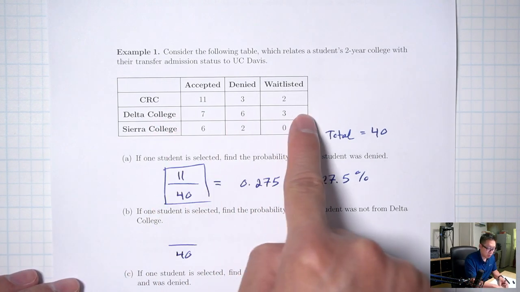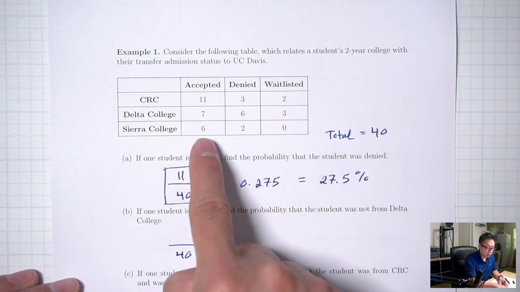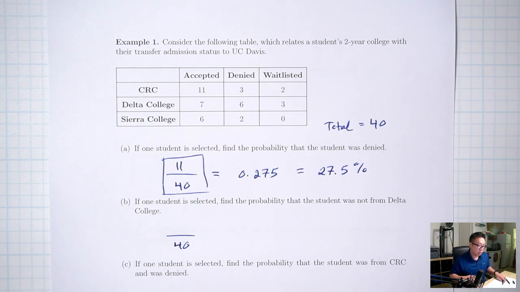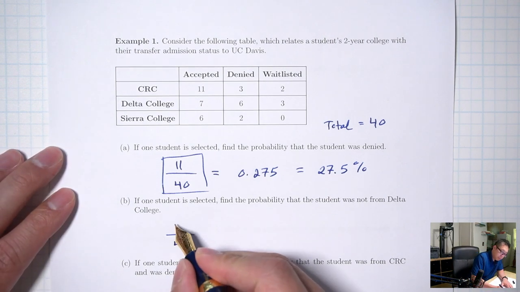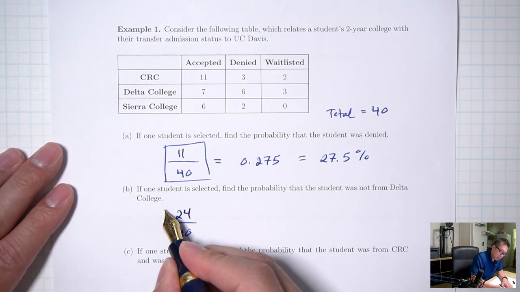Okay, here's the Delta College students. So not Delta College would be the top row together with the bottom row. Okay, so top row together with the bottom row. 11 plus 3 plus 2 plus the bottom row, 6 plus 2 plus 0, 24. Okay, I'm not even going to bother with the decimal or the percent, just a fraction.